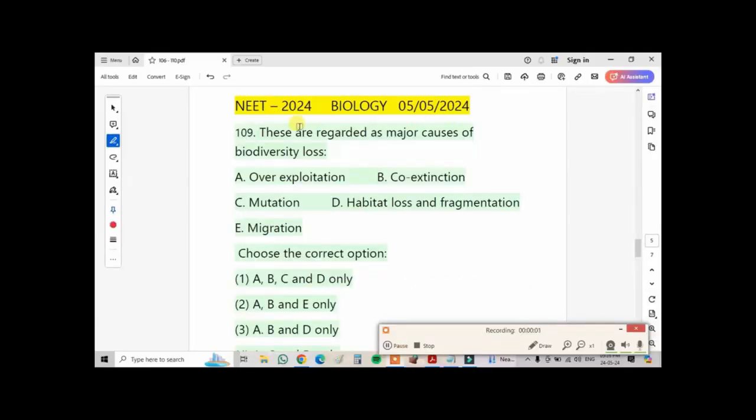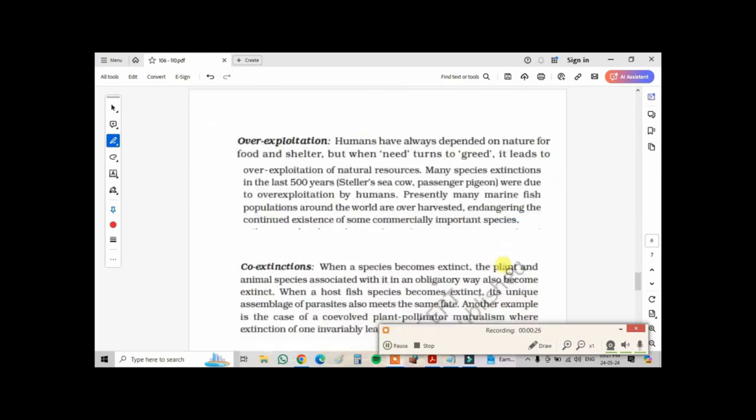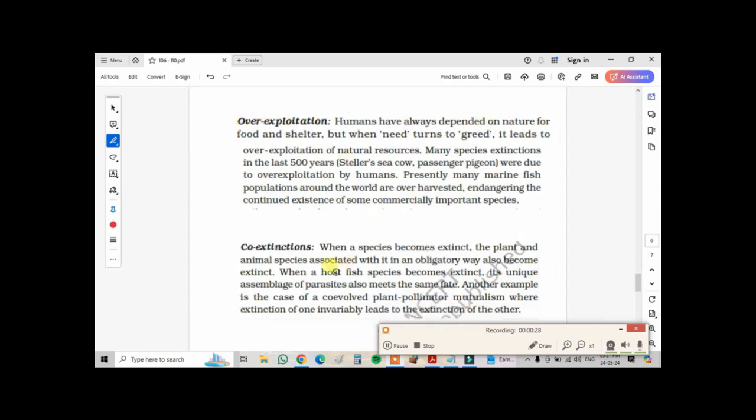Biology NEET 2024. These are regarded as the major causes of biodiversity loss. Option A, over exploitation; B, coextinction; C, mutation; D, habitat loss and fragmentation; E, migration. And the answers are A, over exploitation, B, coextinction, and D, habitat loss and fragmentation. It is option number 3, A, B, D only. You can see the NCERT topics regarding the particular answers, and this is from the chapter called biodiversity.